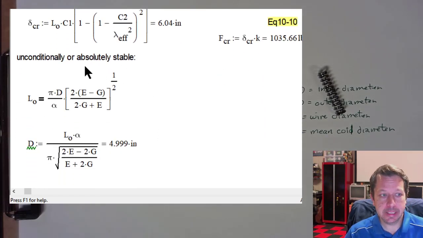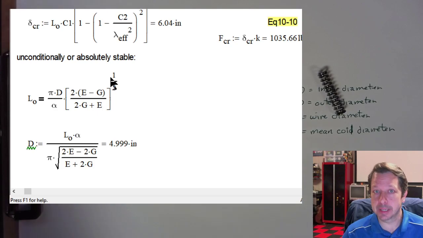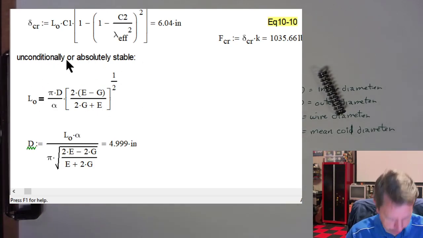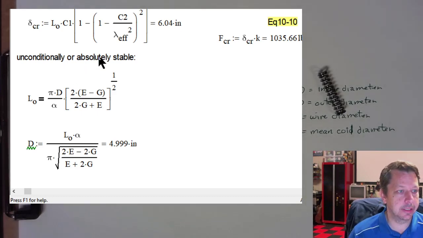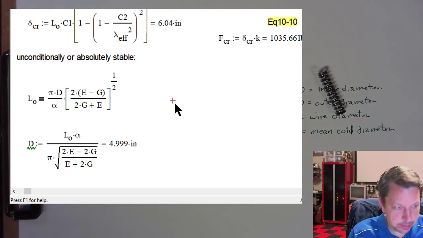There are ways to make it unconditionally stable, so it won't buckle no matter what, assuming you're applying an axial force. I guess you could apply some moment to it to force it to buckle, but as long as you apply an axial force, then you can make it unconditionally or absolutely stable. I don't remember exactly what word your book uses, but either one of those words mean the same thing for what we're talking about here. They use absolutely stable is what they use. And so this equation, I guess I should put the equation number. This is equation 10-12.